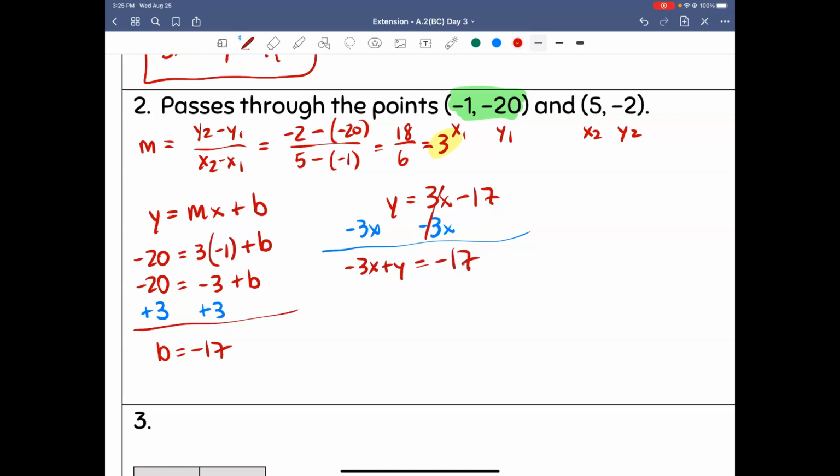We're almost done, but remember, to be in standard form, we need A, which is the coefficient in front of x, to be a positive number. And so in order to make that a positive number, we're going to multiply this equation by -1, or equivalently, just change the signs of every term in the equation. And so this will be a positive 3x minus a y is equal to a positive 17, and there's my equation in standard form.